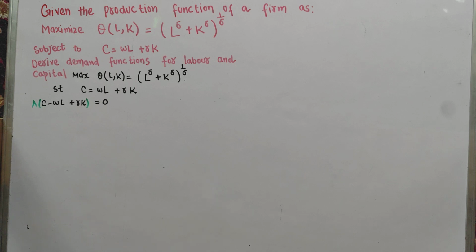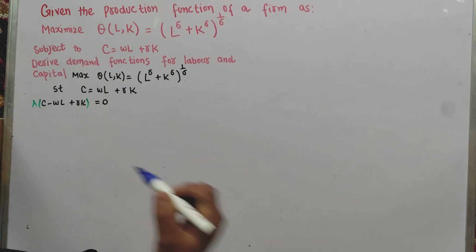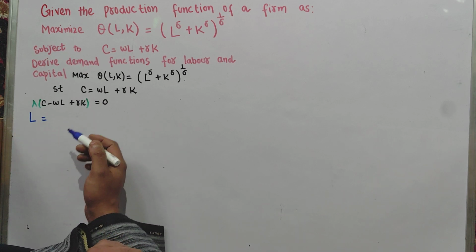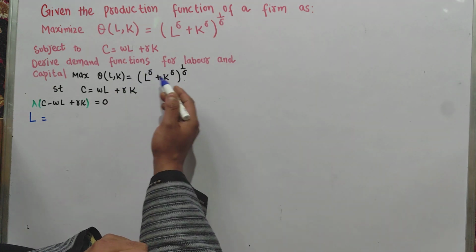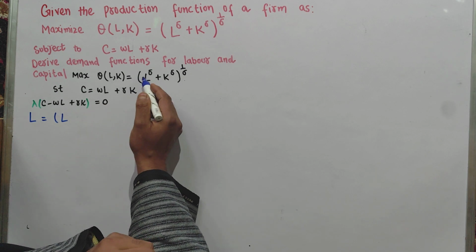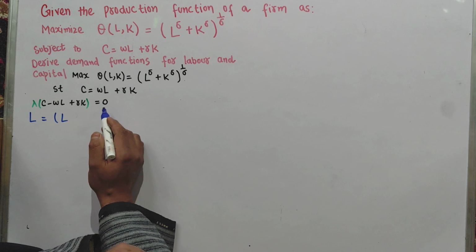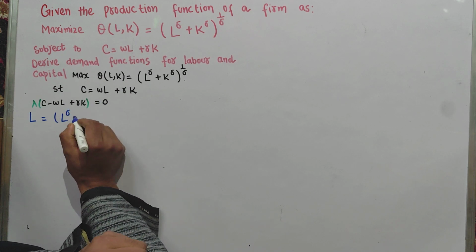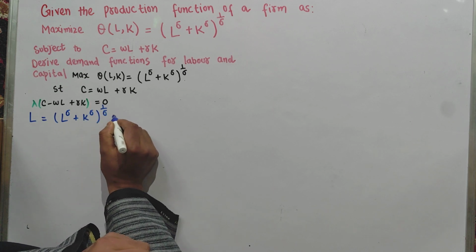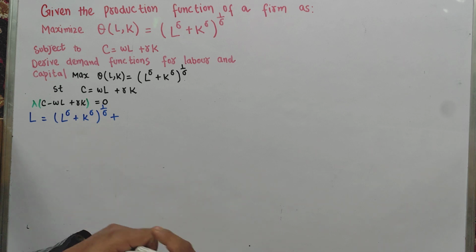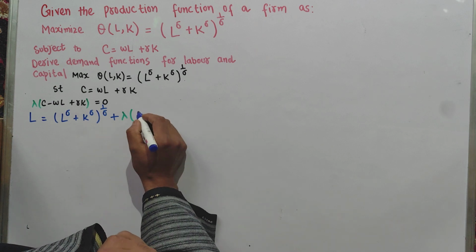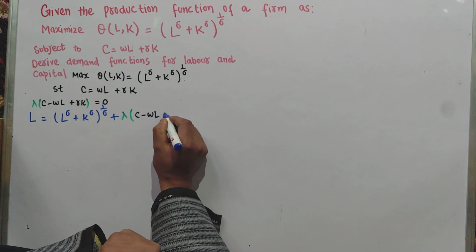Then our Lagrange's function, let me write it here. What will be our Lagrange's function? The Lagrange's function will be equal to the production function, what we call the objective function, plus the resulting constraint, that is (L^δ + K^δ)^(1/δ). To this we add the resulting constraint, that is lambda times (C minus WL minus RK).